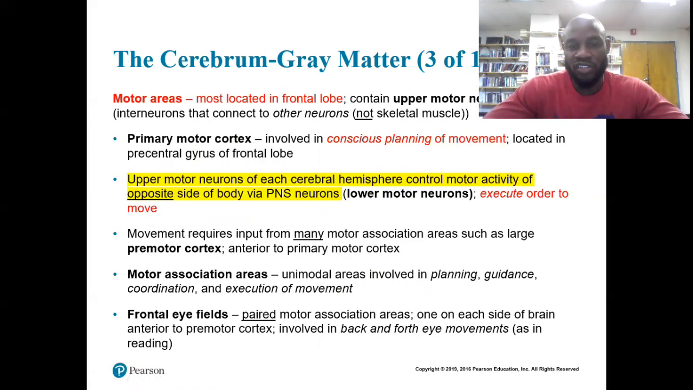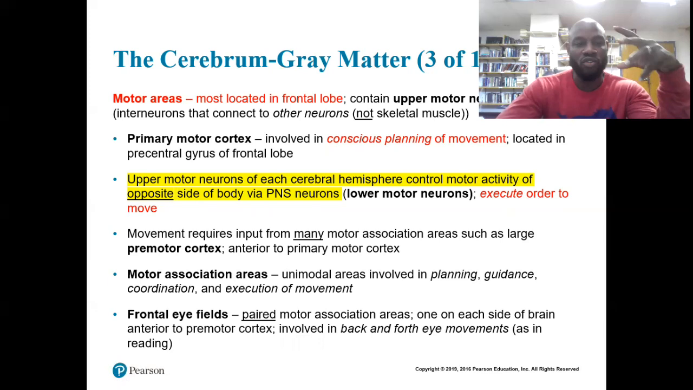Upper motor neurons of each cerebral hemisphere control motor activity of the opposite side of the body. So left controls the right, right controls the left. Movement requires input from many motor association areas. Right? So for movement, you're working with different motor association areas of the brain, such as premotor cortex.